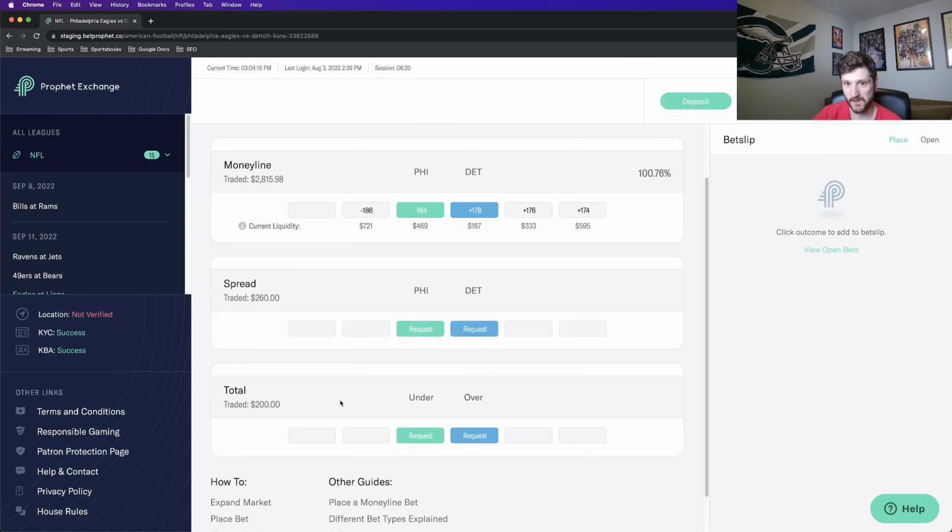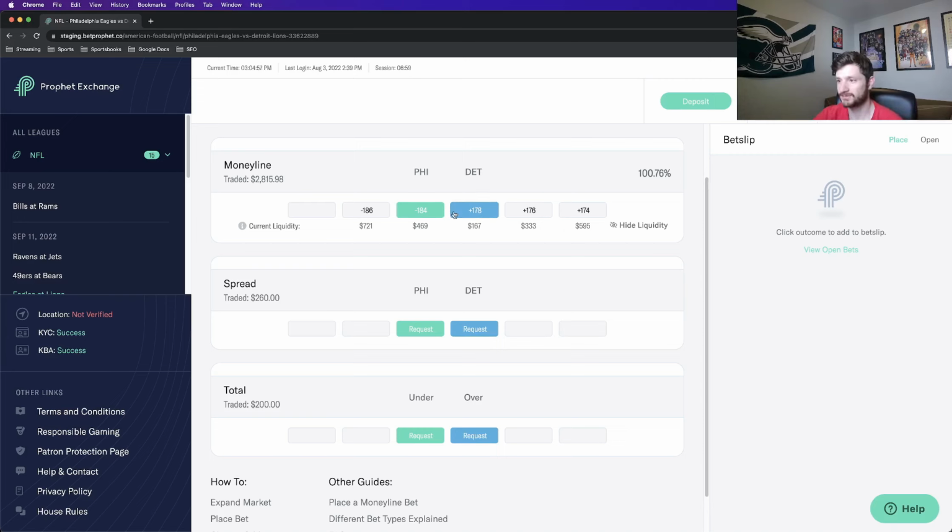But what we see here is just request. So there is no liquidity available yet for these markets. But if I wanted to set my own money line for the Eagles, I know right now the current liquidity has the Eagles at minus 184. I'm willing to bet that I could bet them a little bit lower and get someone to take the Lions equivalent of that. It's all based on equal payout. So if I bet $150 on the Eagles at minus 150, that would make $100 available for the Lions at plus 150. But someone could get better odds than that right now.